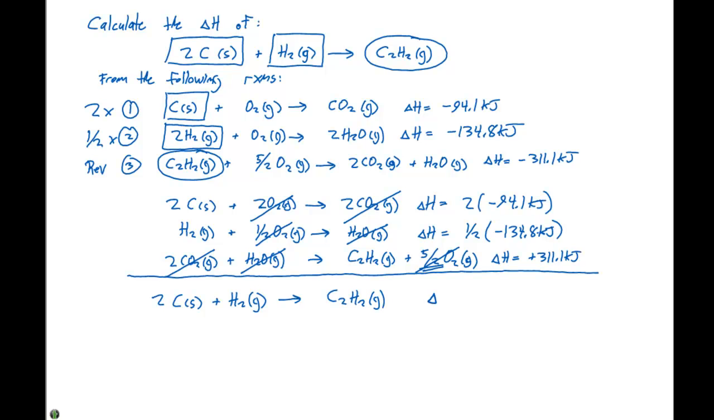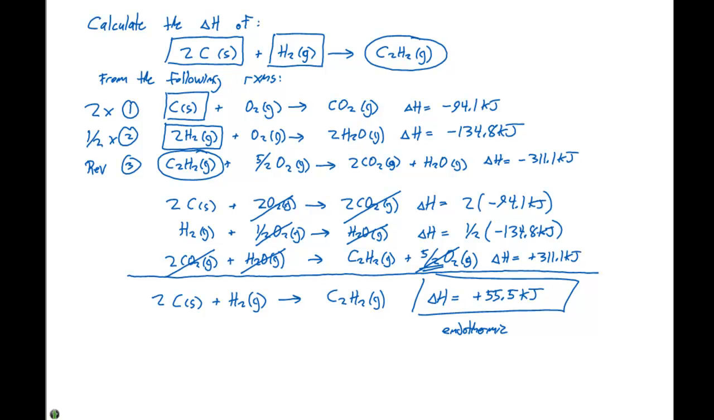And now we can add up the sum of all of these delta H values to get the delta H of the overall reaction. So we have 2 times negative 94.1 plus a half times negative 134.8 plus 311.1. This is going to give us a value of positive 55.5 kilojoules, which indicates that this particular reaction is going to be an endothermic reaction.